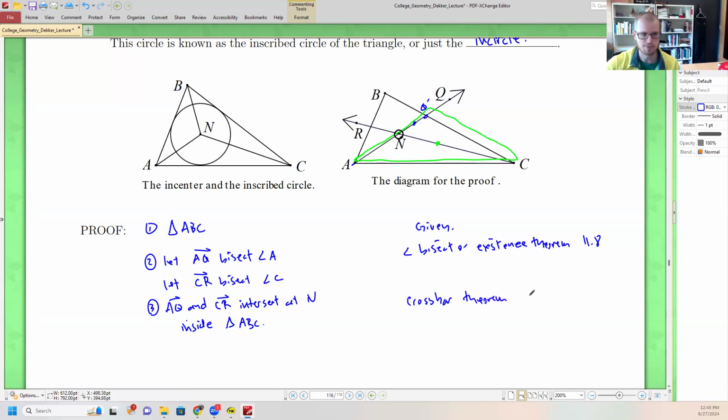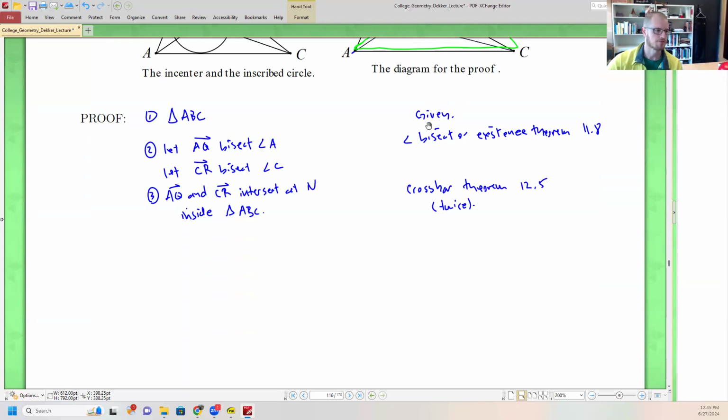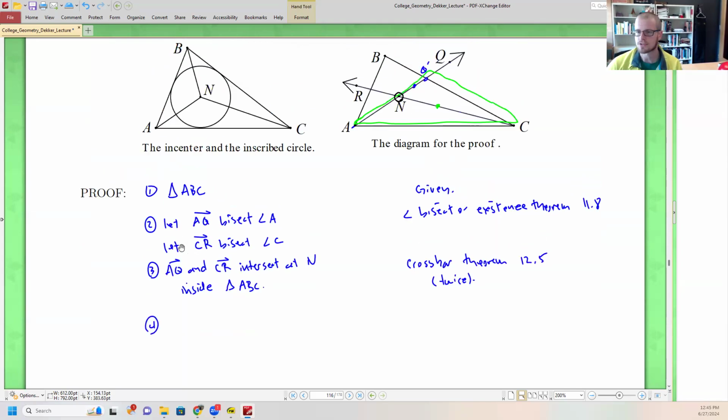And from our notes, that would be theorem 12.5. And we're applying that twice in order to find N: once to find Q prime, and then once to find N. All right. Now we're going to create some new lines, and these lines will be, of course, very useful to us.